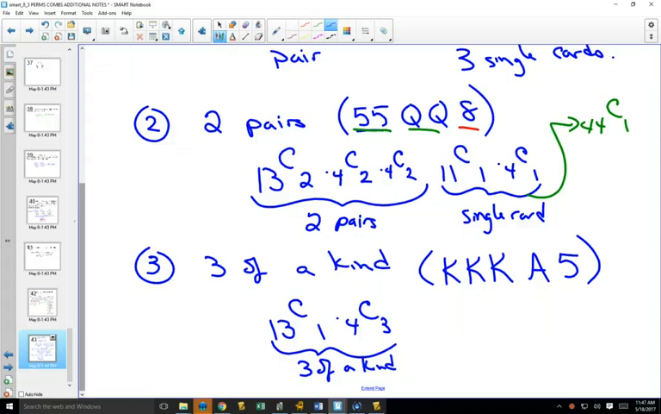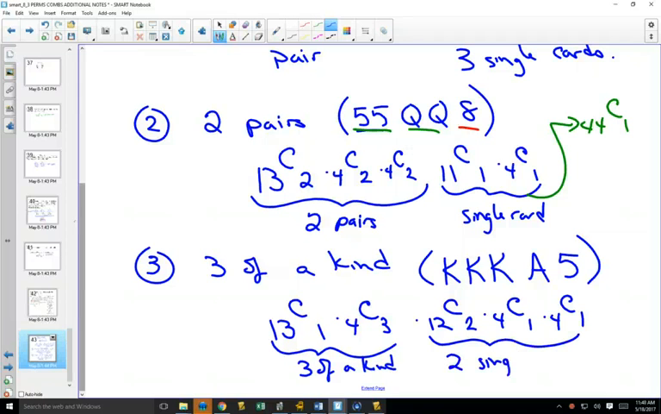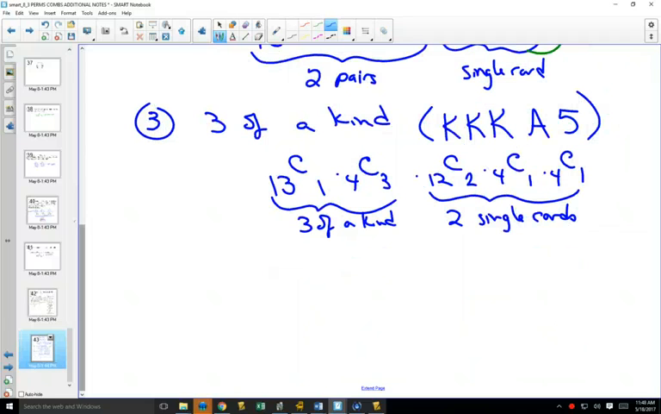Then your 2 single cards, now there's 12 numbers left. You need to choose 2 of them. Choose your aces, which ace. Choose your 5s, which 5. And that will count your 2 single cards.